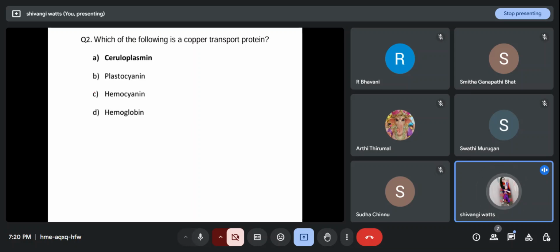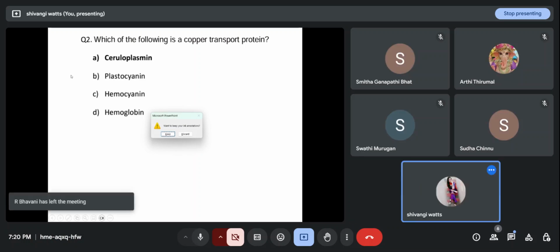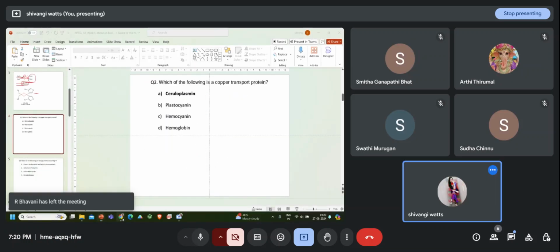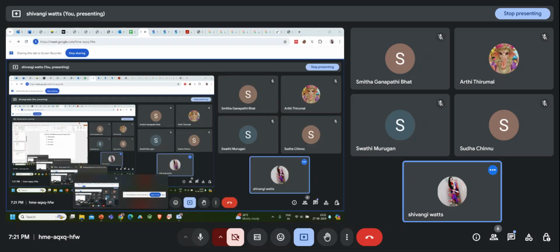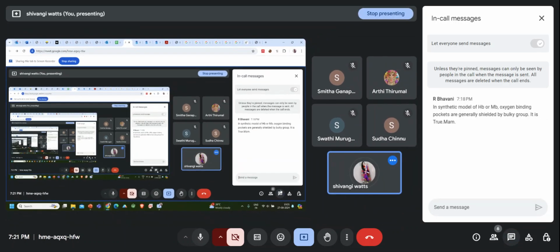So now the next question is, which of the following is a copper transport protein? Which of the following is a copper transport protein? People are there, right? In synthetic mode, hemoglobin. Okay, fine.